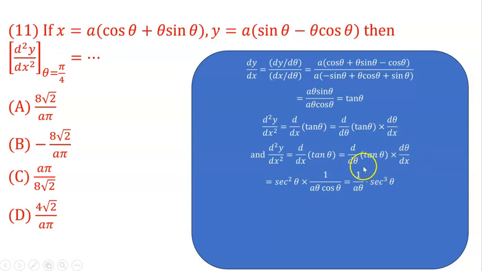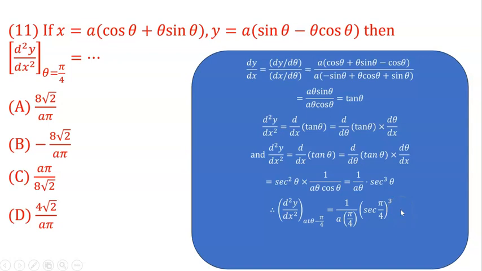And the derivative of tan theta is sec square theta. Again, sec square theta into 1 upon a theta into cos theta. This 1 upon cos theta will become sec theta, and hence overall you will get sec cube theta upon a theta. Hence d2y by dx square at theta equals pi by 4: replace theta with pi by 4, that is 1 upon a into pi by 4 into sec of pi by 4, bracket cube.